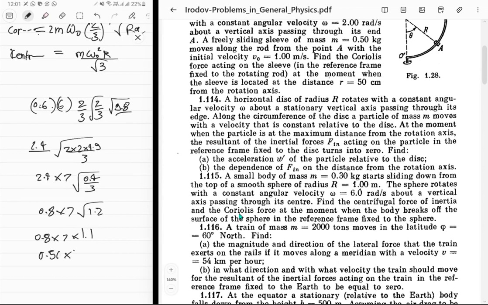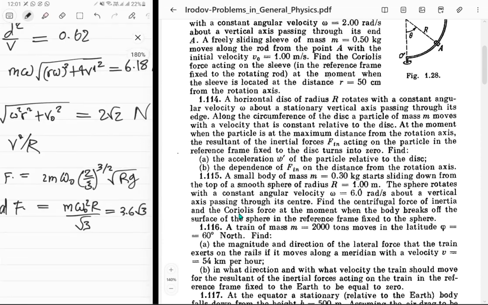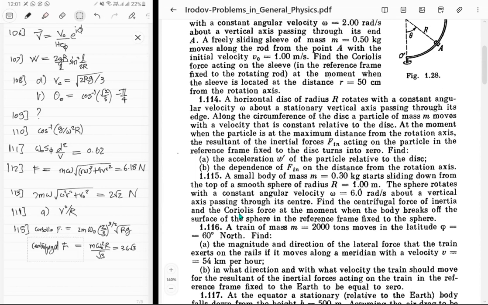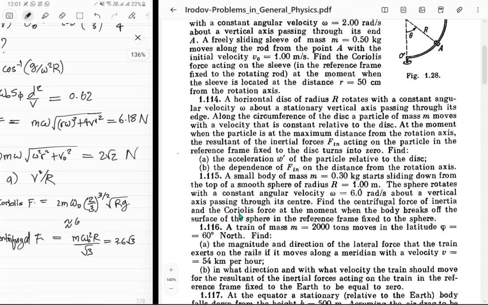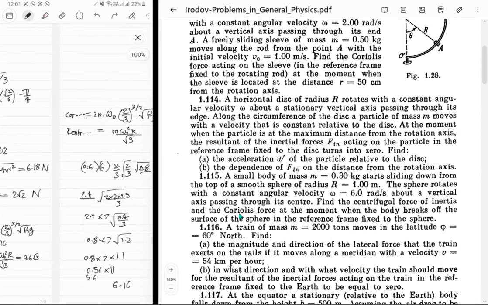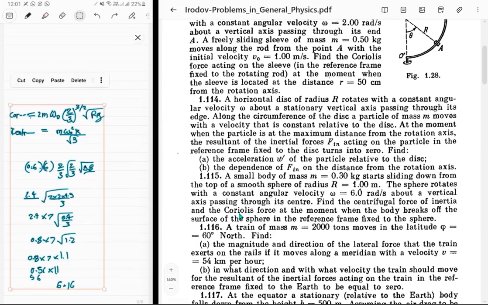That's 0.56 into 11, I think. So 56 over here is supposed to be 6.16. That's how much it is. So this is approximately 6.16. Next question, 116.